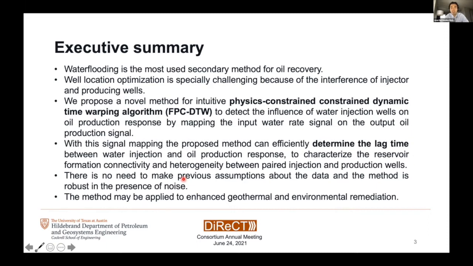One of the advantages of this method is that we don't have to make any assumptions about the data. We can just work with our production and injection data. Also, this method is robust in the presence of noise and is very flexible, so it can be applied to other applications like enhanced geothermal or environmental remediation.